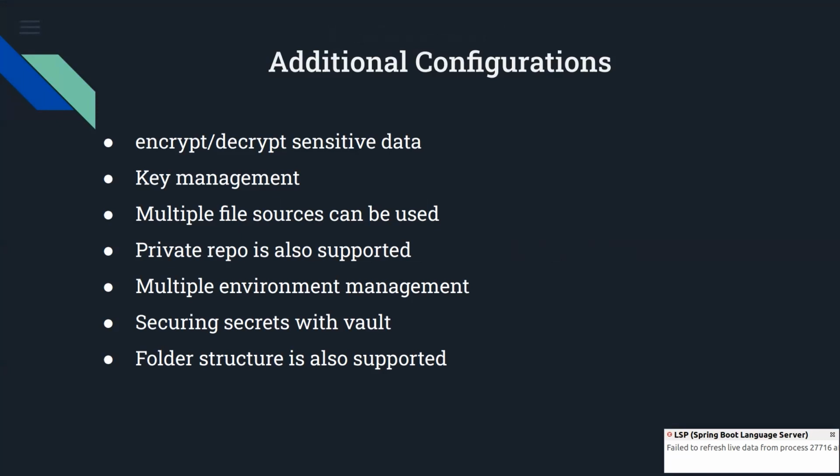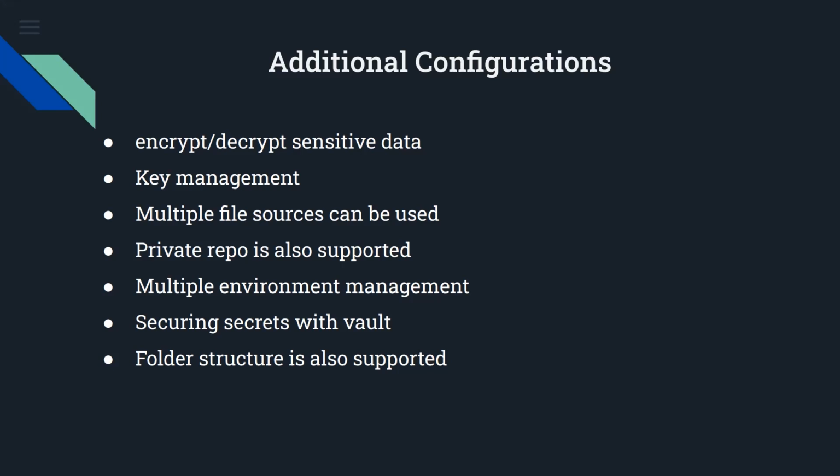And more additional configurations that we can do: we have already shown you how to encrypt and decrypt our sensitive data. We can also do key management. Multiple file sources can also be used, that is, multiple Git repositories, and we keep the application.properties files separately, and we can call them simultaneously. We can also keep our Git repo private and call it via SSH key. Multiple environment management can also be done.